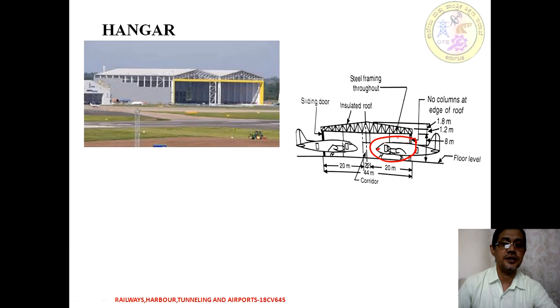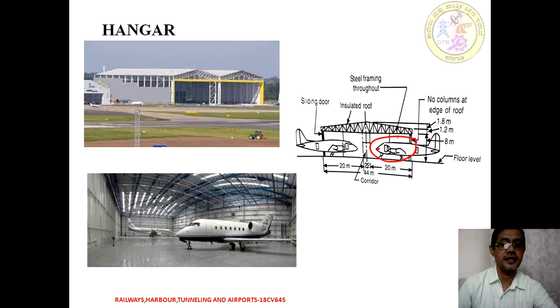This is a shed type where we provide a T type. As I explained, these are the shelters. If the aircraft is smaller in size, the entire thing is covered. So that is the principle of a hangar and its types.